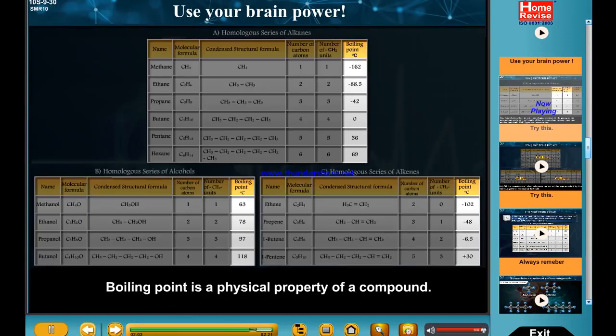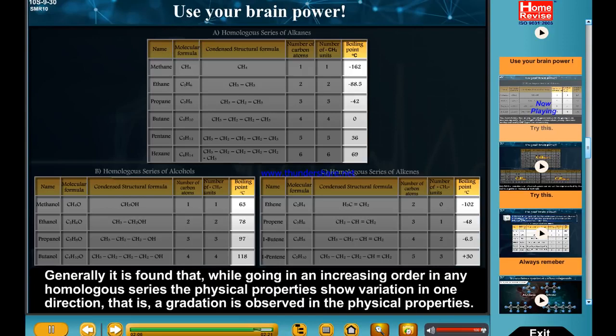Boiling point is a physical property of a compound. Generally, it is found that while going in an increasing order in any homologous series, the physical properties show variation in one direction. That is, a gradation is observed in the physical properties.